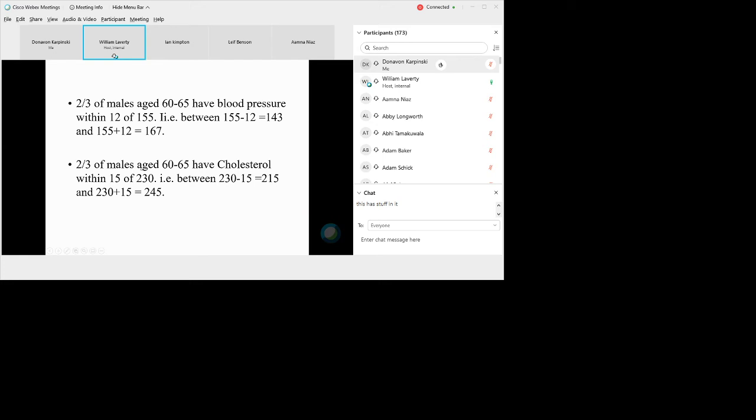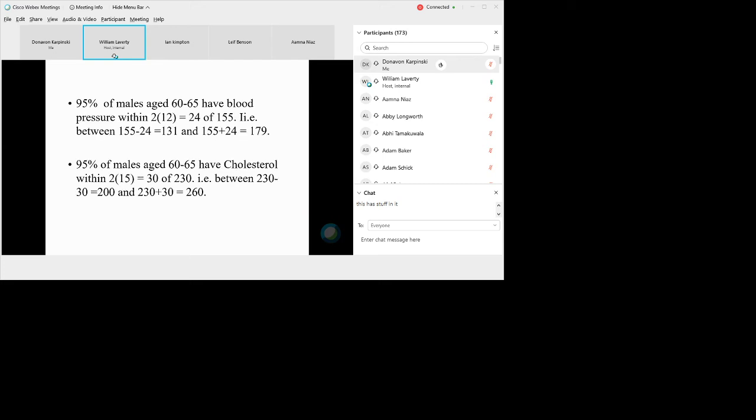For cholesterol, the mean was 230, standard deviation was 15, going one standard deviation below to one standard deviation above, you get a range that will contain 2/3 of the cholesterol measurements. If you go 2 standard deviations above, 2 standard deviations below, you get a range that will contain mostly all of the observations, 95% of the observations. So that's how you interpret standard deviation.